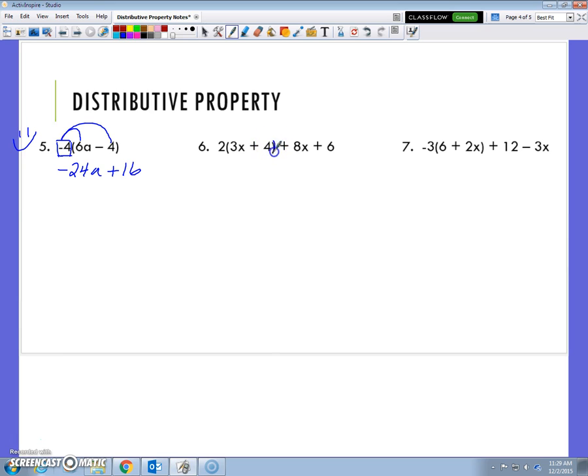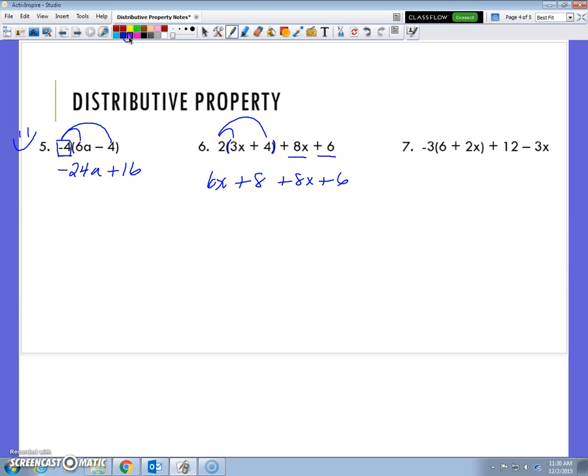This 2 gets distributed only to the parts in parentheses, okay? This plus 8x and plus 6 do not change. So just to emphasize that, I'm going to write those down first because those are not being multiplied or changed at all. They're just plus 8x plus 6. But I do multiply the 2 times the 3x, 6x, and the 2 times the 4, plus 8.